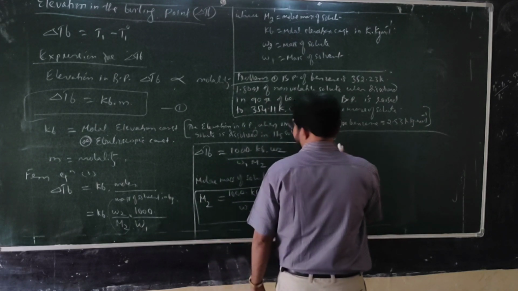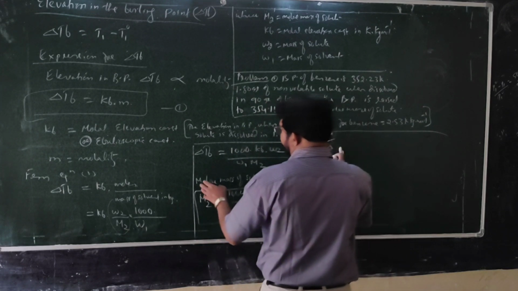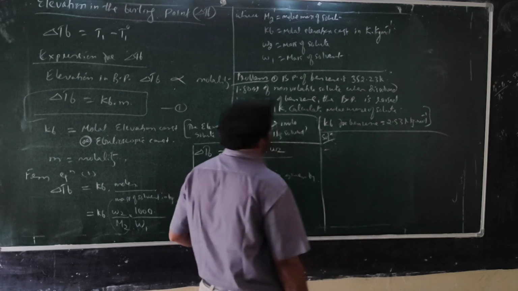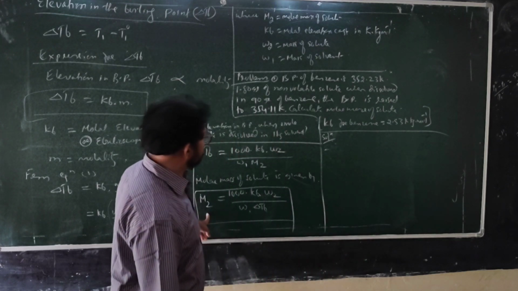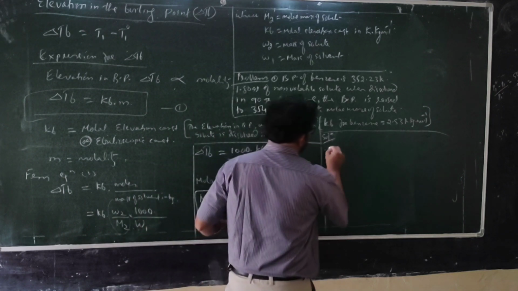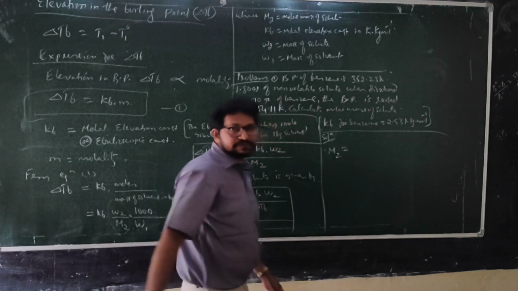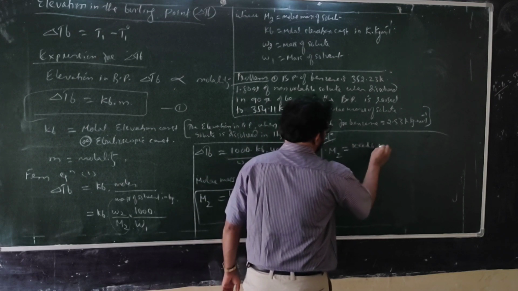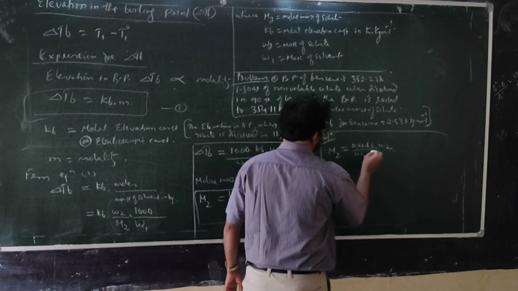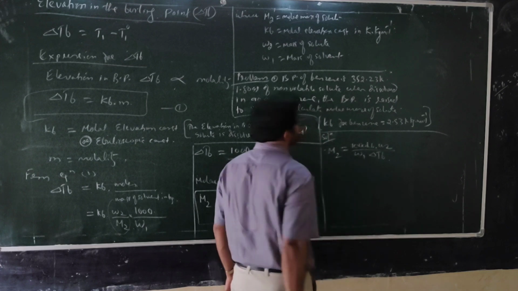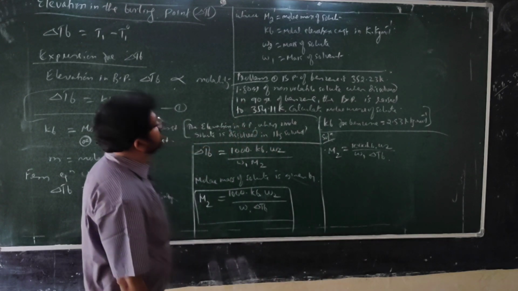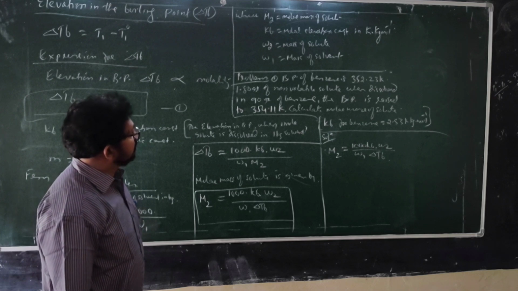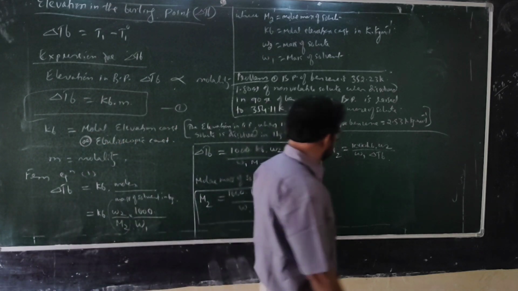Formula. Calculate molar mass. Formula: M2 equal to 1000 Kb into W2 divided by W1 into delta T. So you do one thing, you separately calculate delta T, correct? Because they are given two separate values.